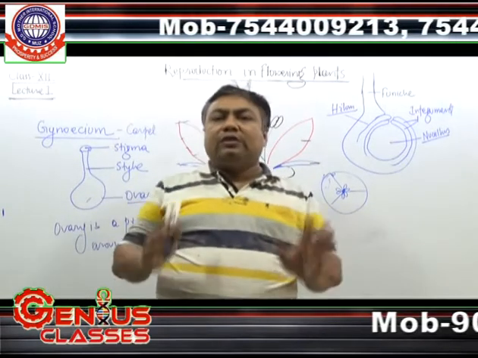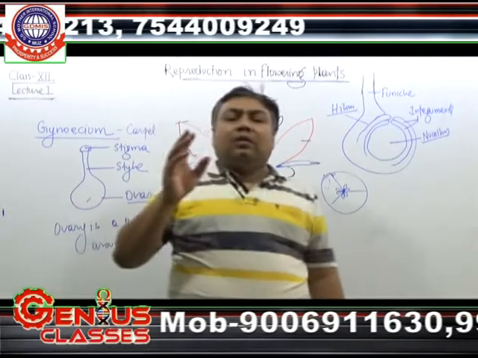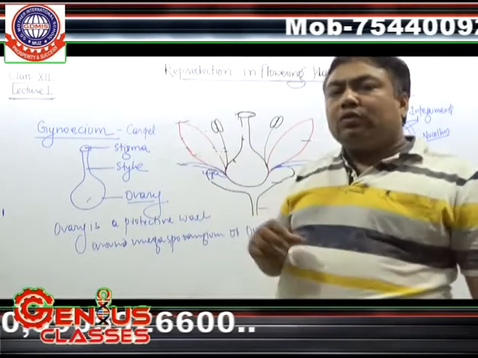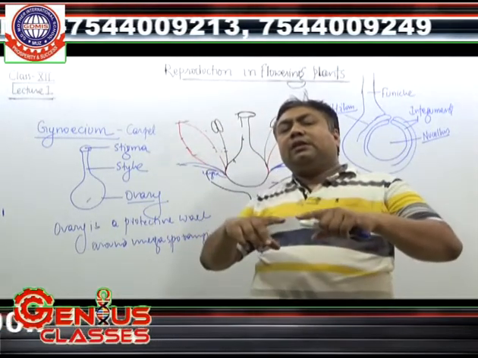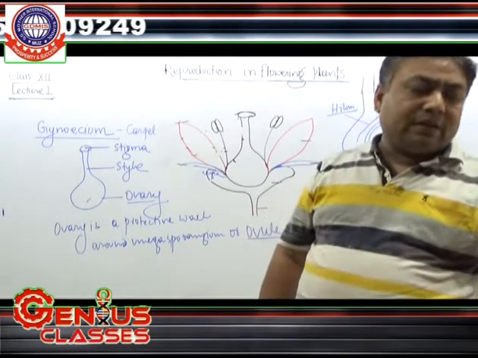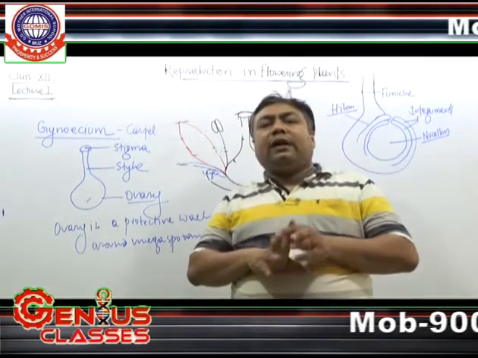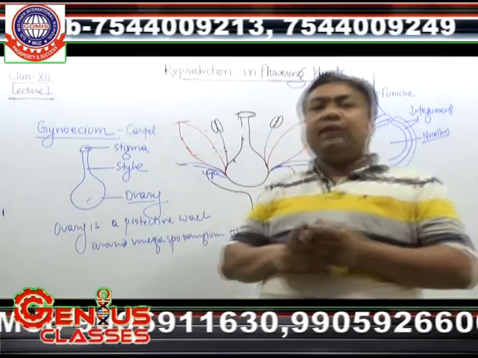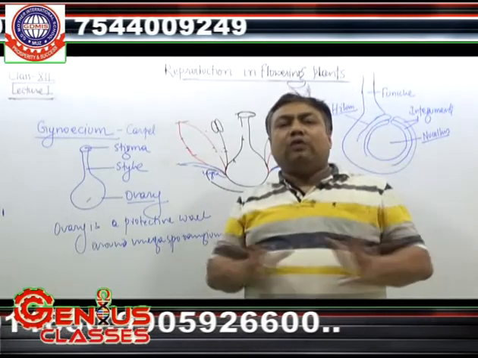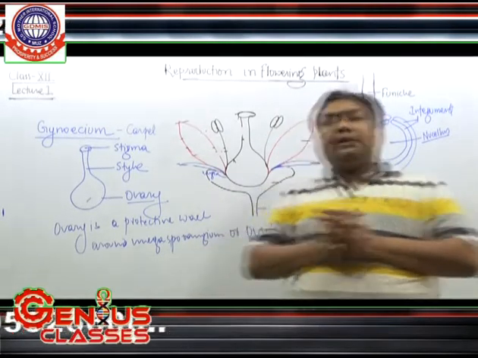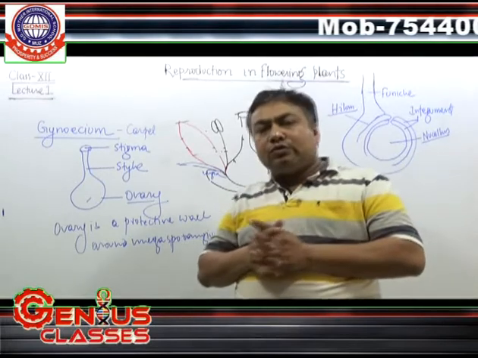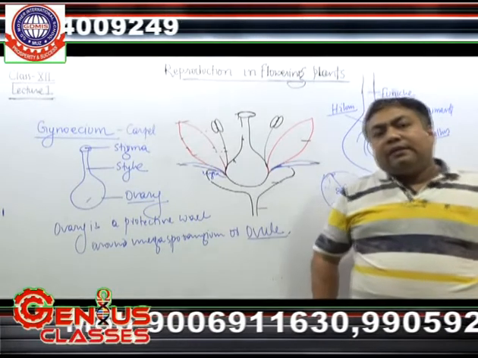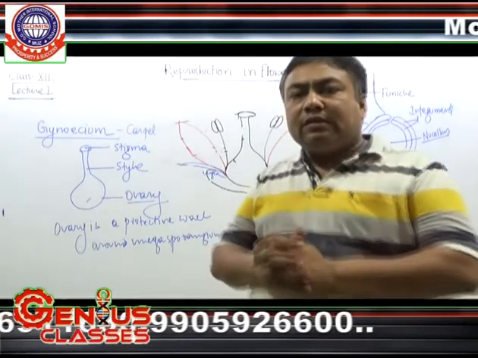This class was focused upon the flower and floral whorls. So I just once again conclude the entire topic: a complete flower has two essential whorls and two accessory whorls. Calyx, corolla, androecium and gynoecium are the four whorls of a flower. Calyx is the first and outermost accessory whorl which protects the flower in bud stage, and the individual unit of calyx is known as sepals.